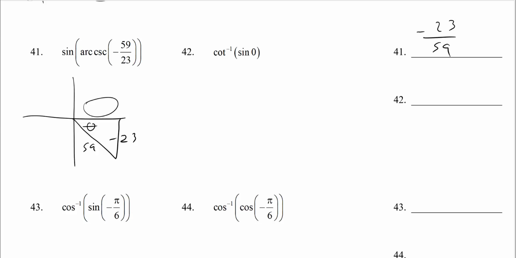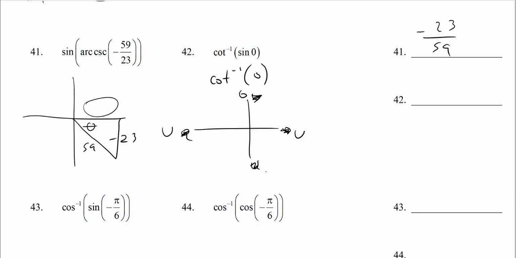So number 42 is a completely manual problem. You have to do the sine of 0, which is 0. And this is a quadrantal, by the way. And then you have to say the cotangent of what is 0. Well, remember, tangent is 0, undefined, 0, undefined. So cotangent, let me get rid of these. Cotangent is undefined, 0, undefined, 0. So the cotangent of 0 is 90 degrees, or pi over 2.